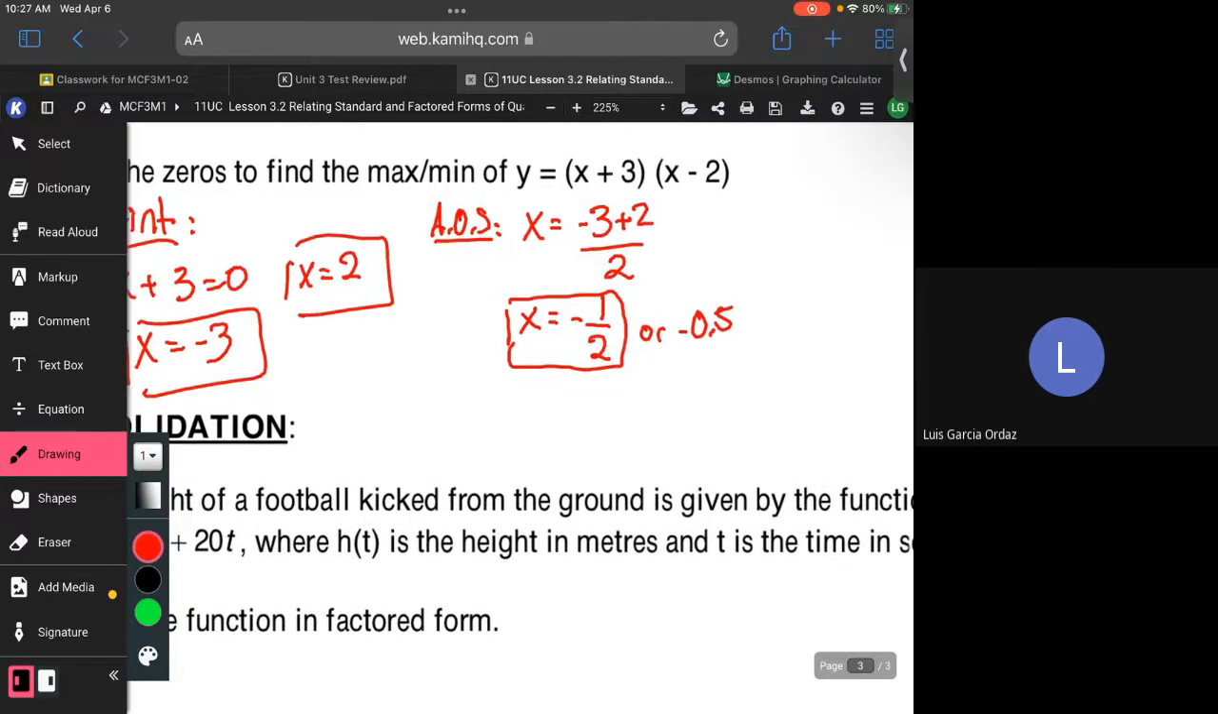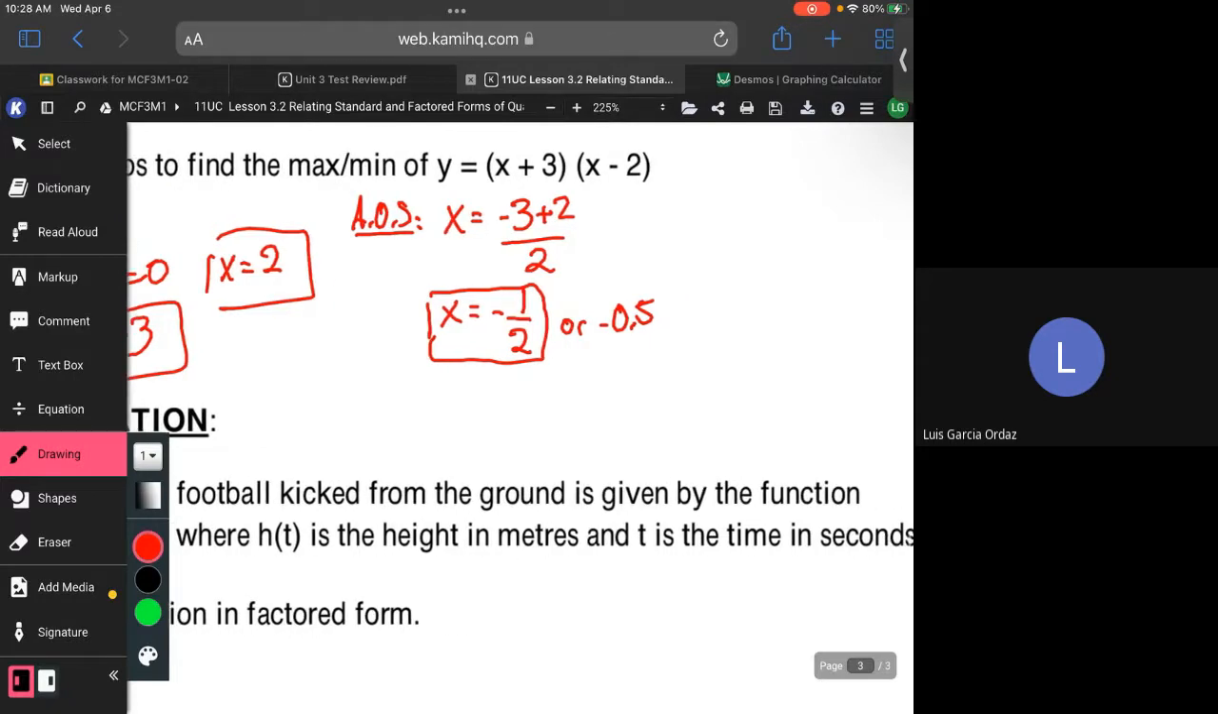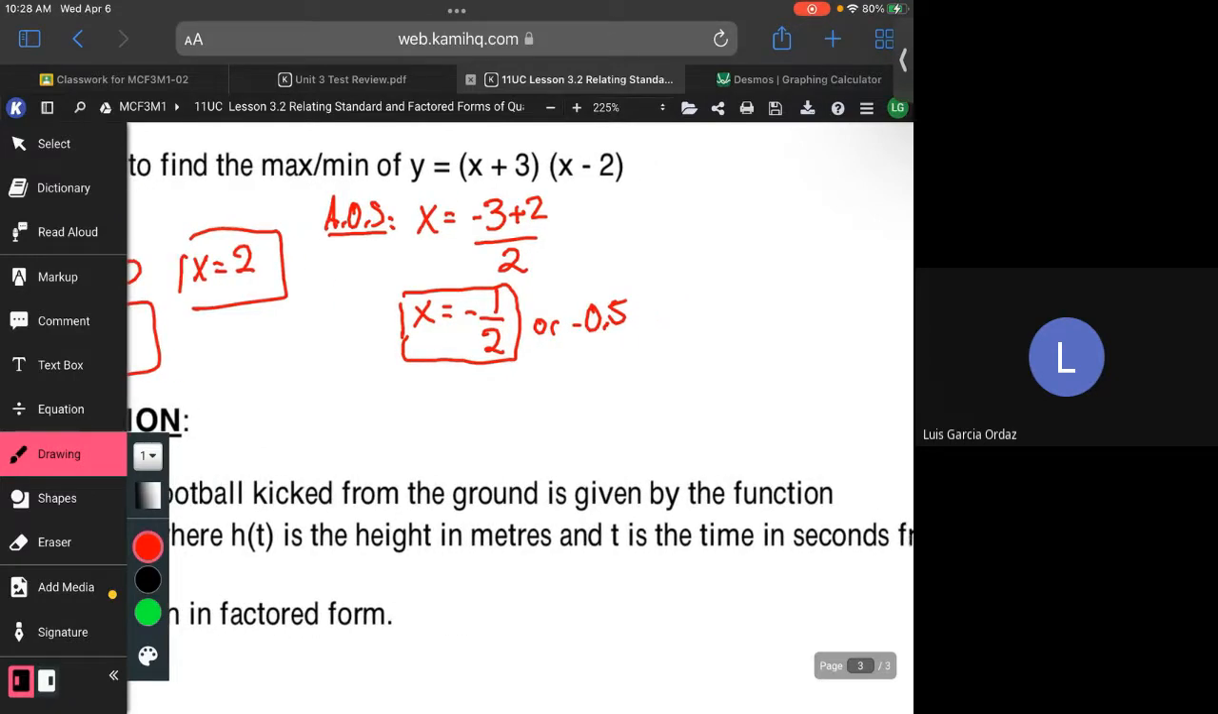So now, what can I use this for to help me find my vertex? What do I use -0.5 for? How do I use it? Rita. Yeah. So I'm going to sub in -0.5 for x. So we have x is equal to -0.5. Now I'm going to sub that in for all of my x's in my factored form.